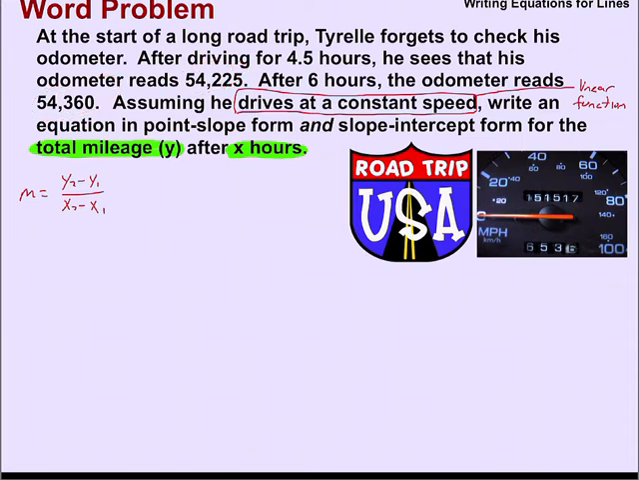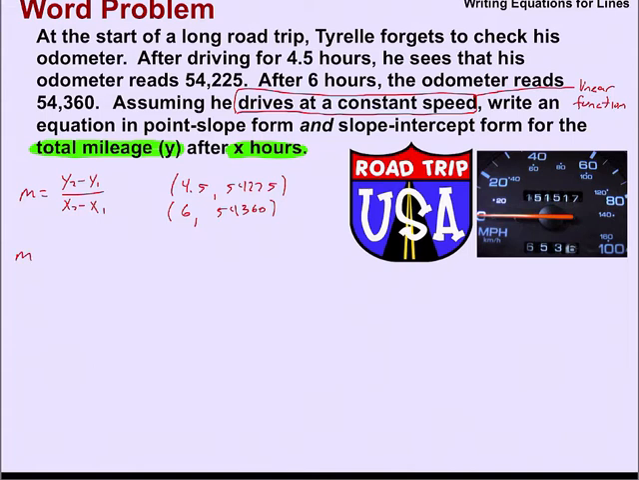The coordinates that go together, 4.5 and 54,225, the 4.5 is my x, the 54,225 is the y. So it's a good idea to actually write that out as a coordinate, just so you don't get mixed up later on. That's one coordinate, and then the other coordinate is after 6 hours, he has driven 54,360.